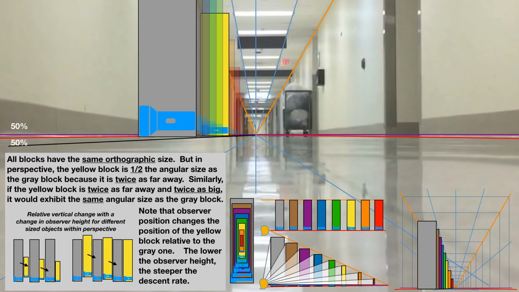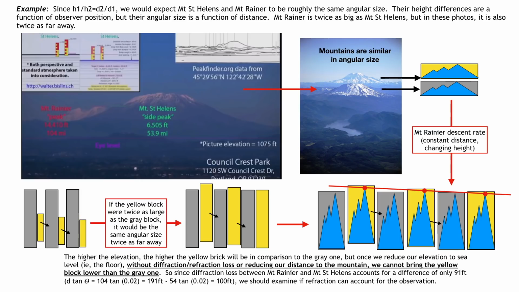The descent rate is still the same, but we see that at a certain point, their heights become equal when we reach the floor. In other words, when our observer height gets down to where both bases are roughly at the same level, within perspective, we see that their heights would be the same. So again, since we have our height and distance relationship as talked about, we would expect Mount St. Helens and Mount Rainier to be roughly the same angular size when we reduce our height down to the base. Their height differences are a function of observer position, but their angular size is a function of distance.